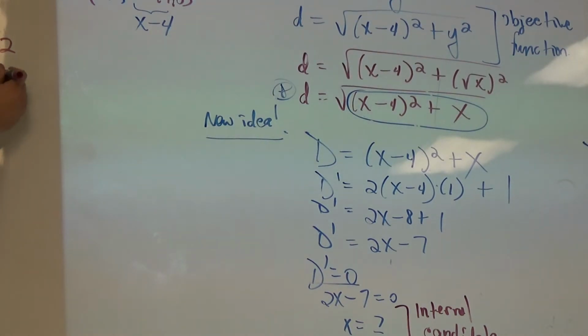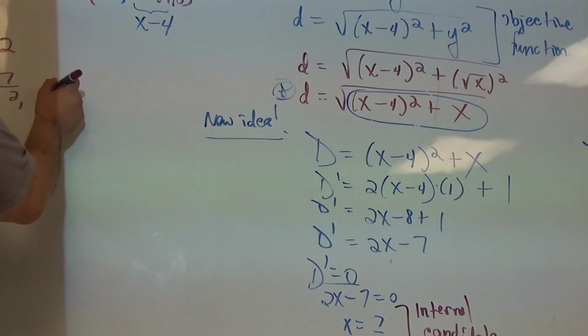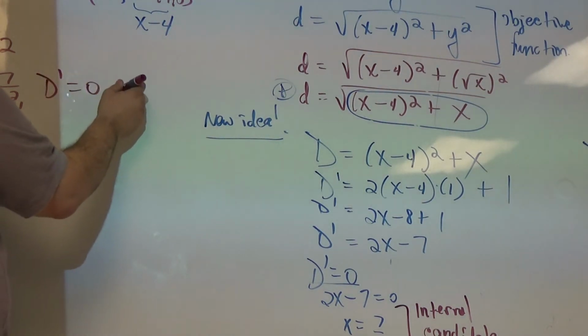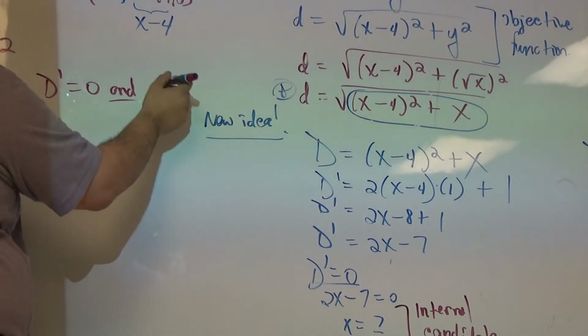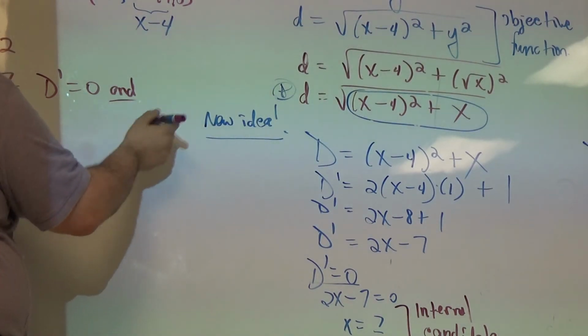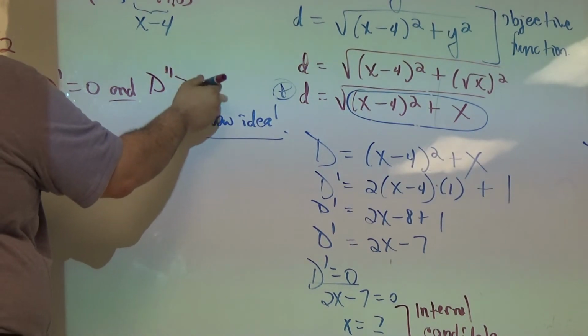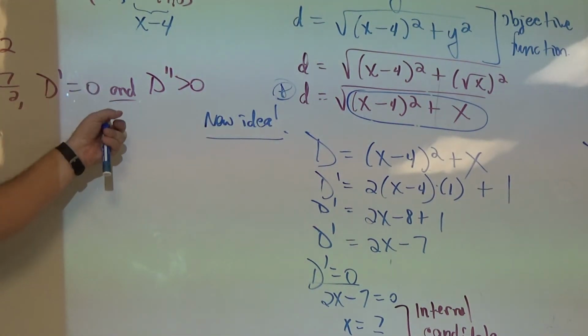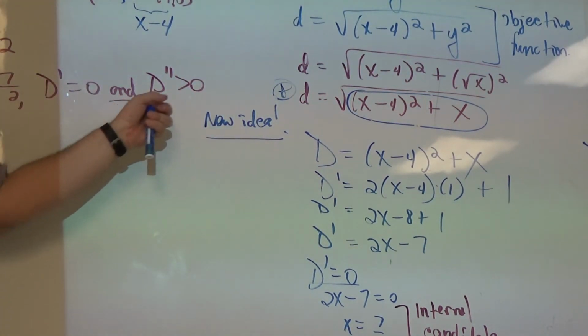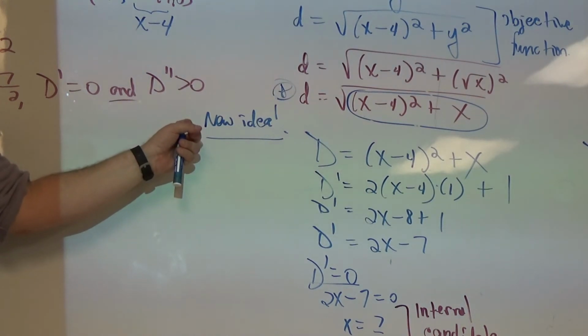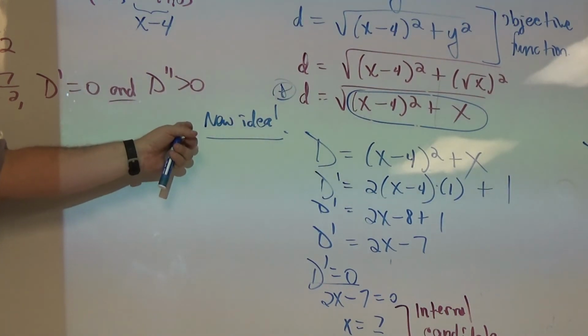At x equals 7 over 2, what do we know? There is a relative extremum. There's 2 things. You got to get me both things. The first derivative equals 0, and the second thing, d double prime is positive. First derivative is 0, horizontal tangent line. Second derivative is positive.